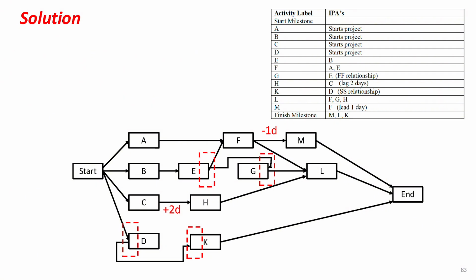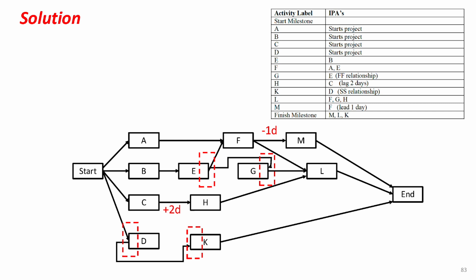Now, we've depicted all the relationships specified in the table, but are we done? Not yet. There are 2 dangling errors in this network. To avoid these errors, you must check the following conditions. Number 1, every activity must have a tail, except the finish milestone. Number 2, every activity must have a head, except the start milestone.